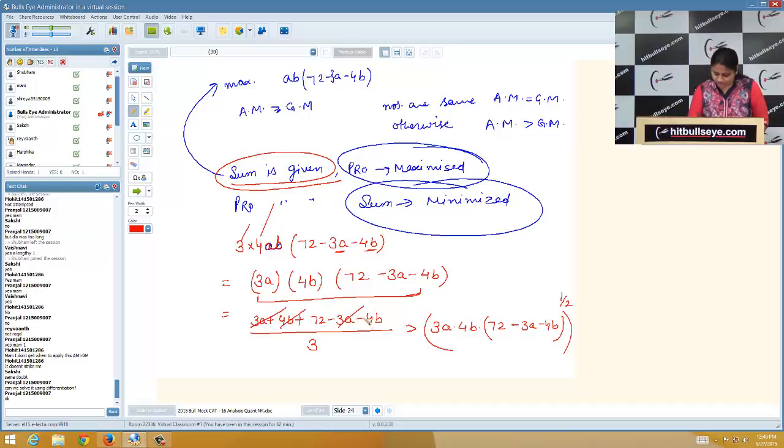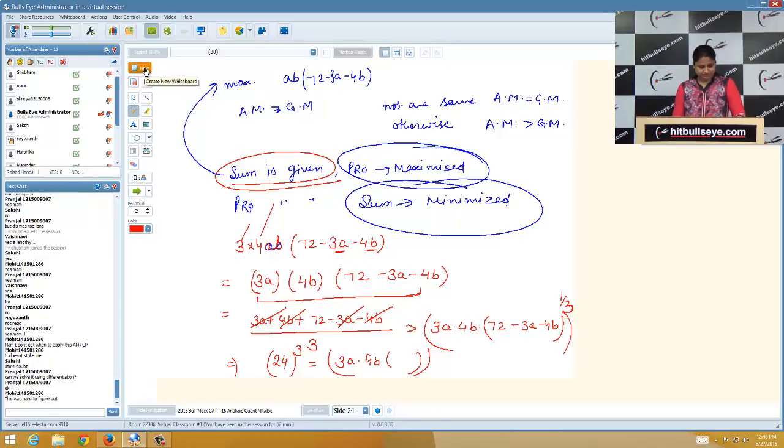So I wanted cancellation. So it will become 72 by 3, which is 24. Sorry, it was raised to power 1 by 3. Cube, it will be 3A into 4B into this thing. Now you can solve it. Is it manageable? Clear? So I'm moving further.